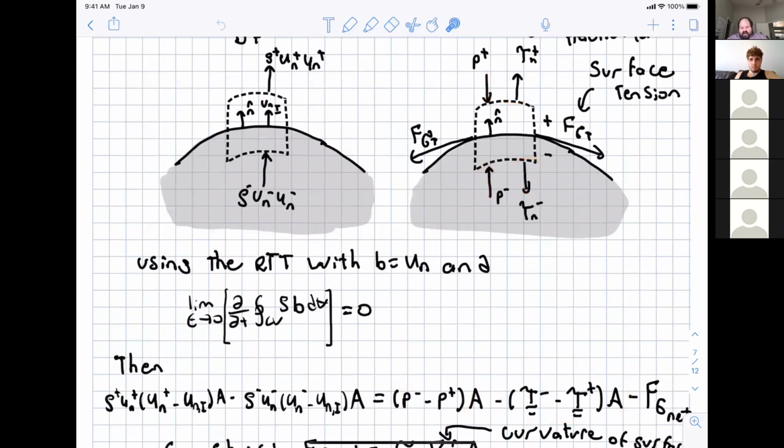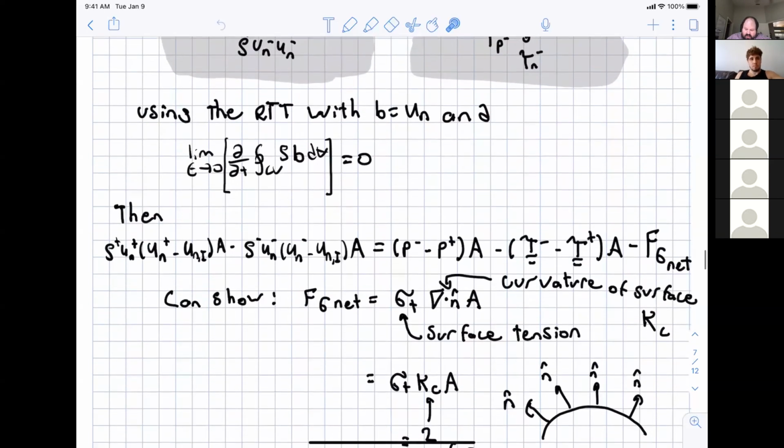And then I have the surface tension forces that are net pulling it down. Basically, they are pulling it down into the curvature. I'm not going to derive what that force is, I'm just going to state the result. You can show that the net surface tension force is given by sigma t, which is the surface tension, multiplied by the divergence of the normal vector.